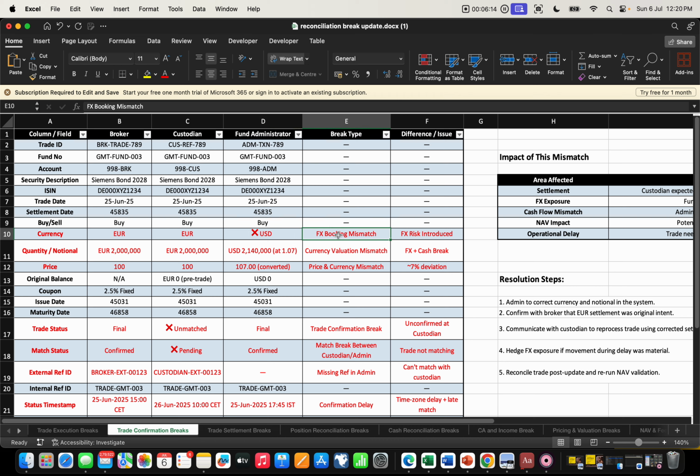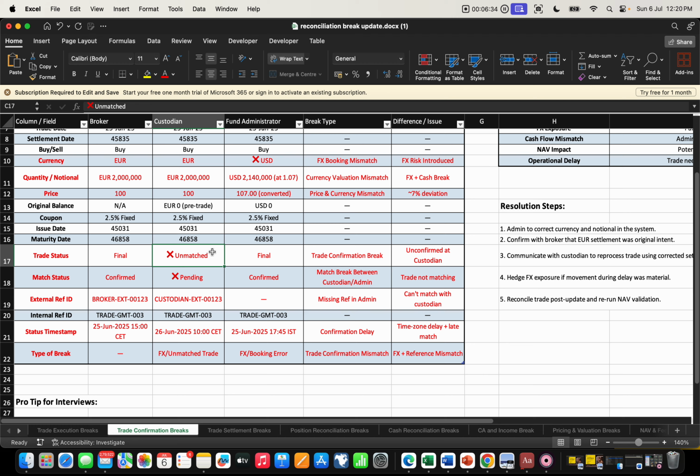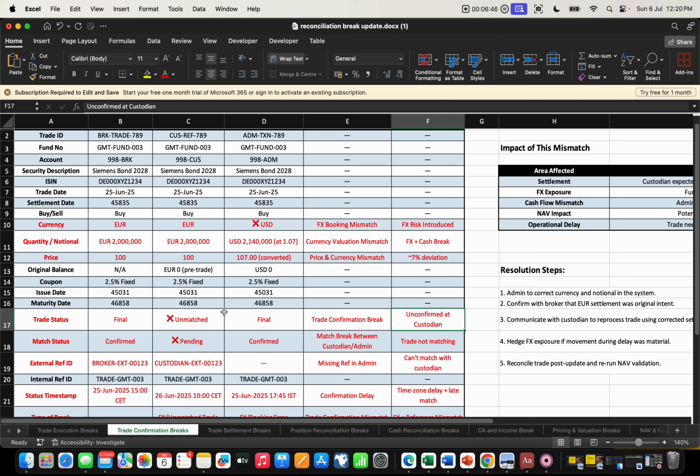So FX booking mismatch introduces FX risk. The difference will be FX risk. Currency valuation mismatch means an FX plus cash break will occur. And for price, you will see a price plus currency mismatch, so some deviation break also occurs. The trade also does not match because the currency does not match, so it becomes a trade confirmation break, unconfirmed at the custodian side as well. Because you booked in USD, the custodian is not sure whether it will be euro or USD, so you have to send an email to the custodian that it is euro only, because we received the confirmation.